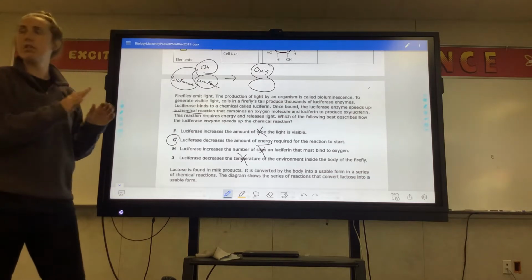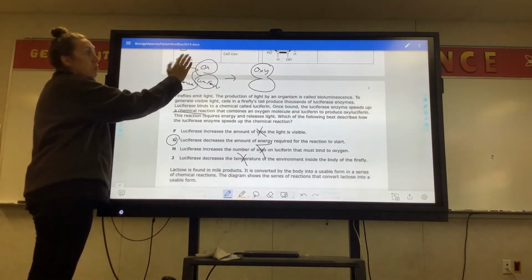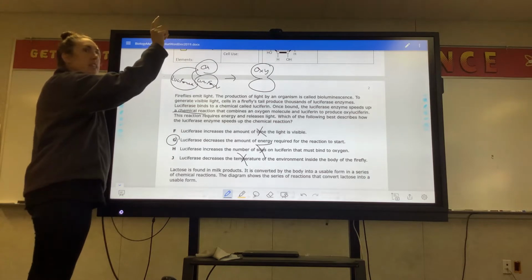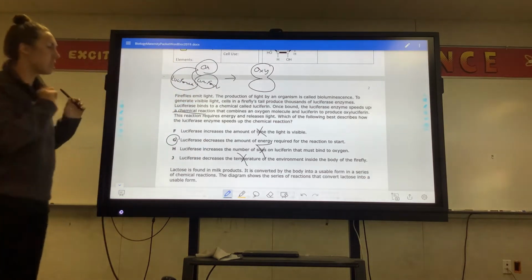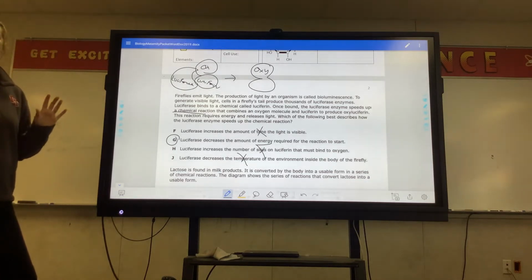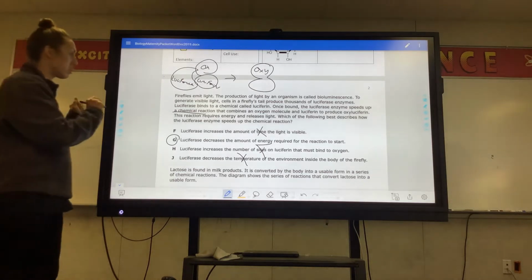So this is what I'm thinking they're thinking, ready? Without the luciferase enzyme, this would need a lot of energy to bind together. Does it need energy? No. So the energy it needed is decreased because luciferase brings energy to the table. Good. Anybody get that one right? Okay. I think that one was pretty hard. I had to draw it out just to make sure I got it.